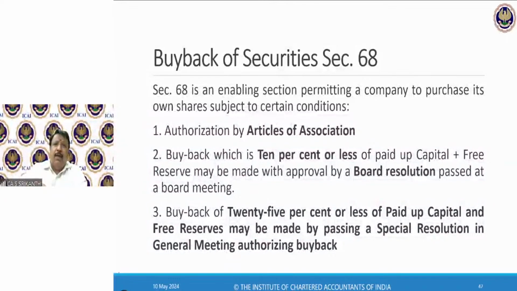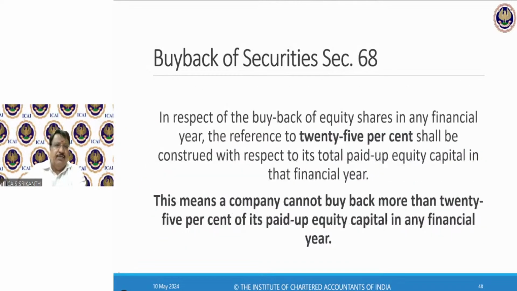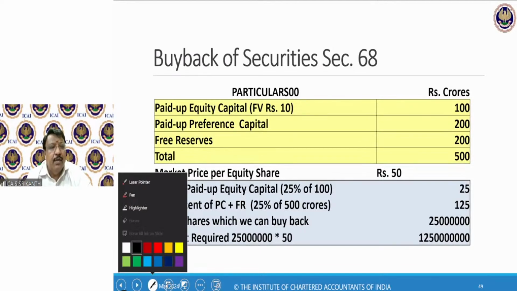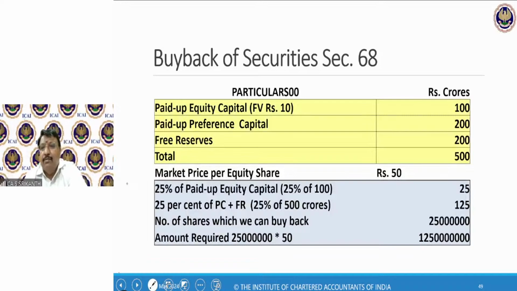I can buy back up to 25% of PC plus FR, paid up capital and free reserves. So in this company, the paid up equity capital is 100, the paid up preference capital is 200, free reserves 200. So paid up capital plus free reserves is 500.